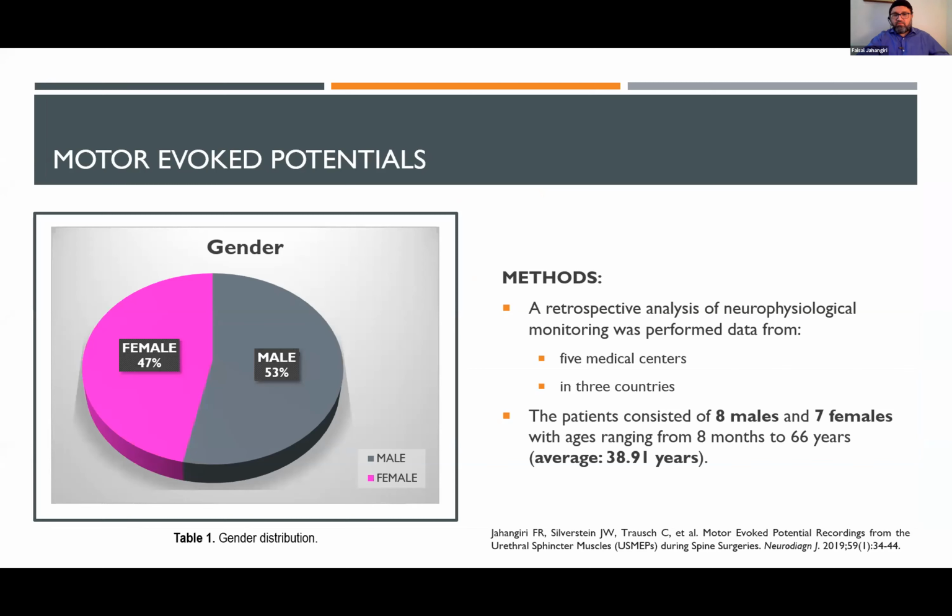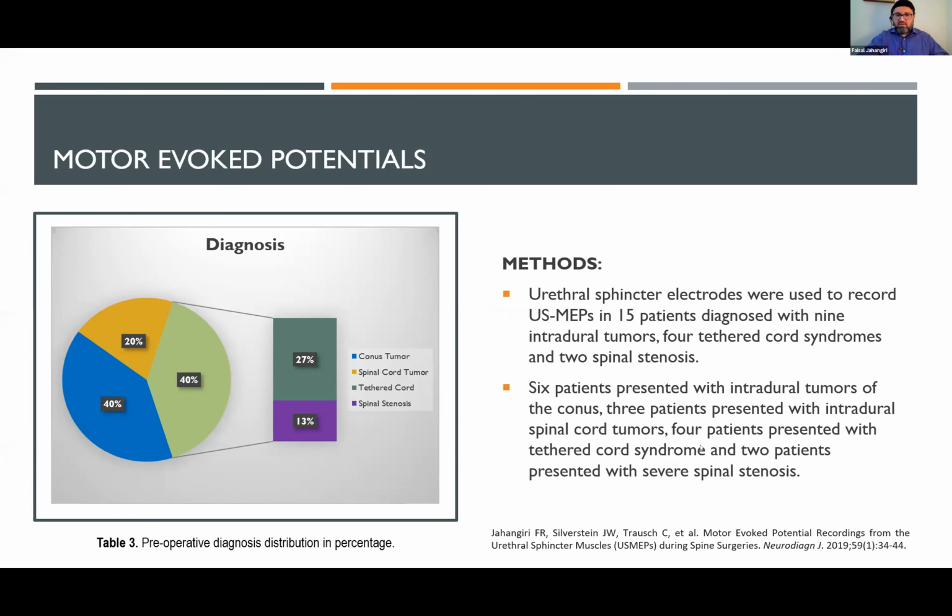So this is the paper we published. Just giving you the summary for that. We did multi-center studies in 5 different medical centers in 3 different countries, and we had 15 patients, 47% female and 53% male, with ages ranging from 8 months to 66 years old. The types of surgical procedures we monitored were conus tumors, spinal cord tumors, tethered cord, and there's one case where the patient had spinal stenosis.